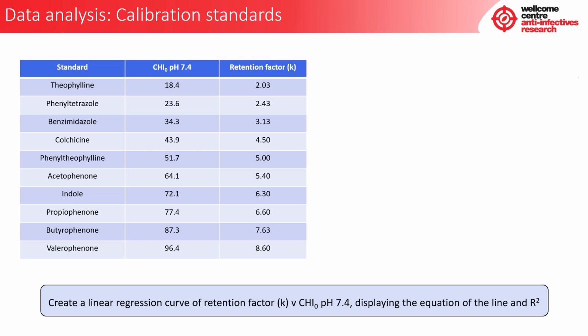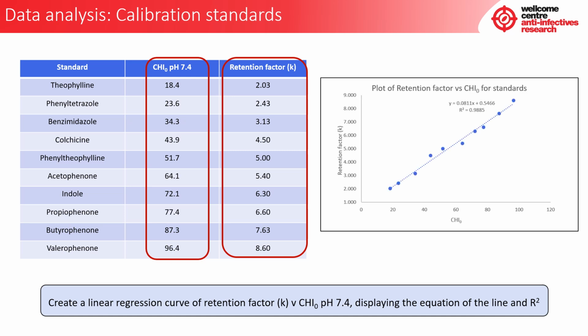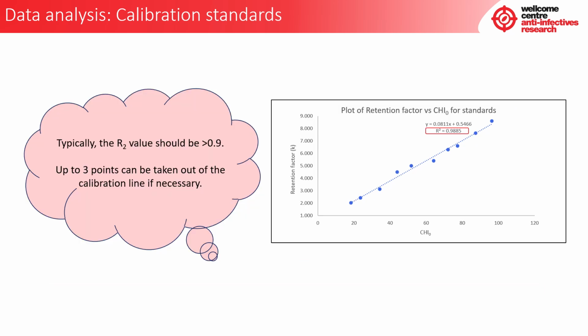Once the retention factor has been calculated for each of the standards, we can then create a linear regression curve of retention factor versus chi-naught at pH 7.4. Here is our calibration line, displaying the equation of the line and the R-squared. Typically, the R-squared value for our equation of the line should be greater than 0.9. In addition, up to 3 points can be taken out of the calibration line if necessary. This is at the analyst's discretion.